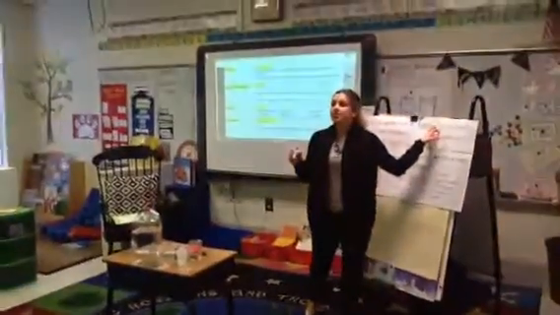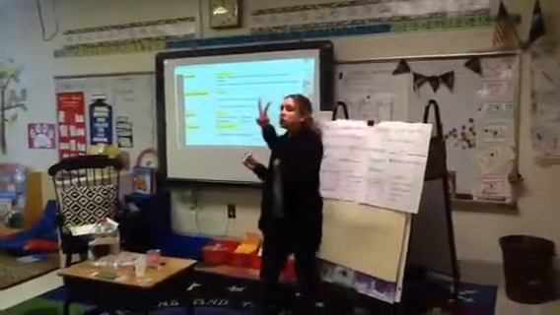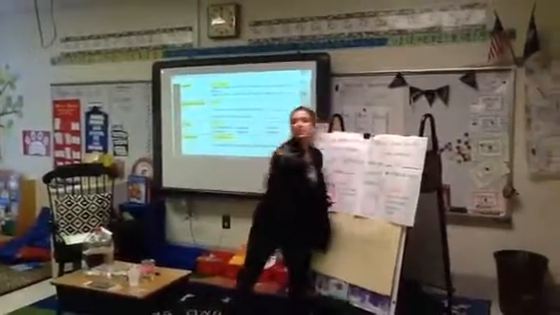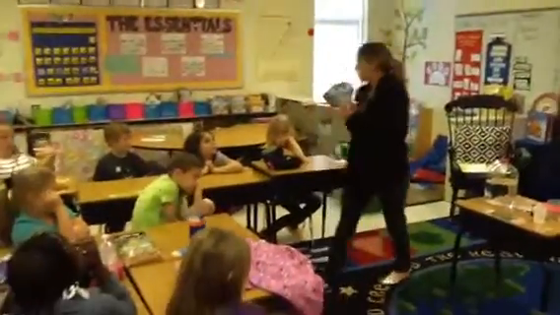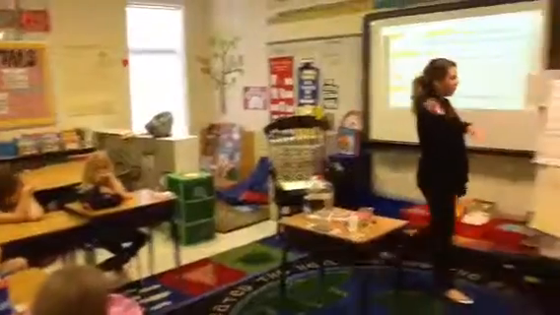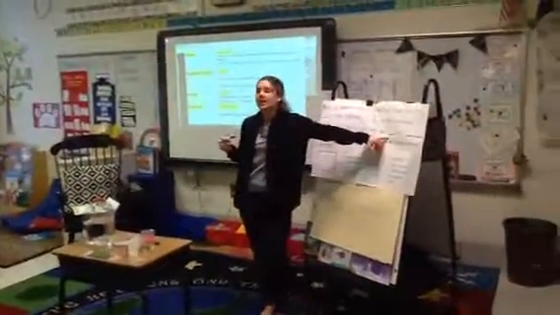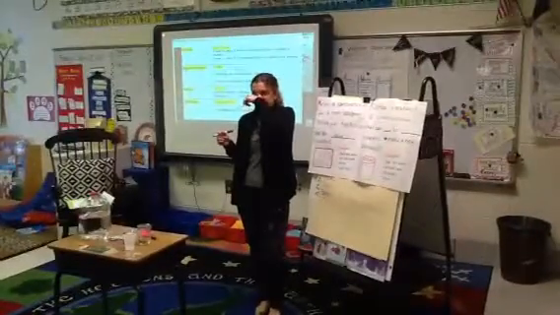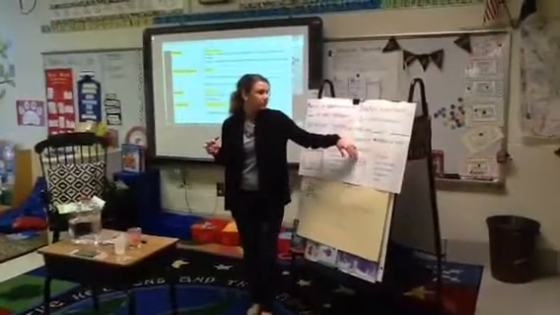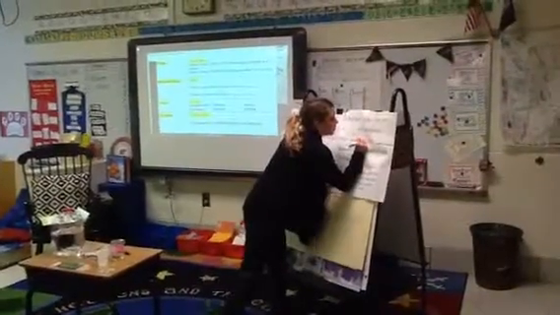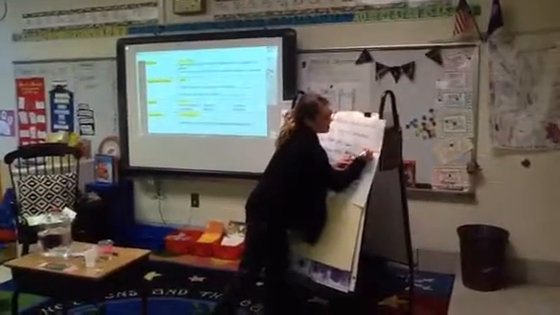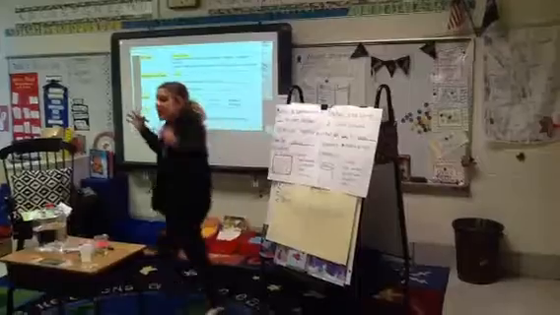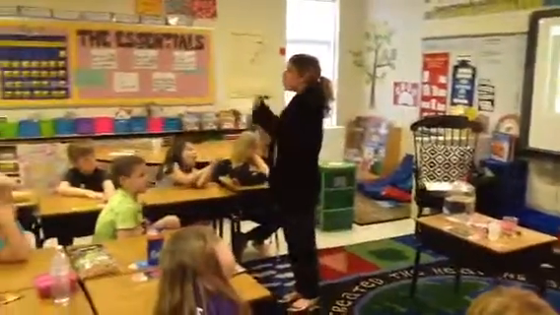So, a solution is a mixture of 2, okay, or more substances. So we could mix together 100 different substances and still make a solution, right? But you got to have at least 2. Can they be easily separated? No, they cannot. And the thing about a solution is that once we mix 2 substances together, we have a new substance or a new product, right?